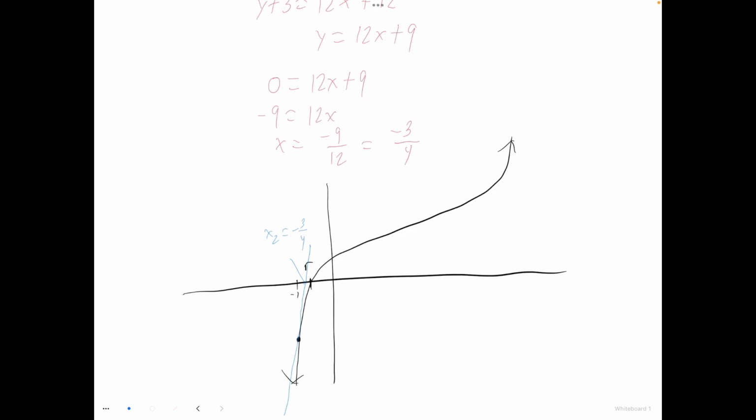We found our tangent line. This blue line that I've drawn is the line y equals 12x plus 9. And then we found its x-intercept, which is minus 3/4. And now we're going to do this process again. So now the benefit of doing this process again is we already know the derivative. So we want the derivative at minus 3/4.